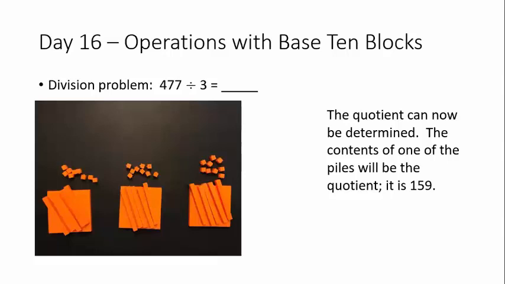The quotient can now be determined. Look at the contents of one pile. There will be 1 flat there, 5 rods, and 9 units. The quotient is 159.